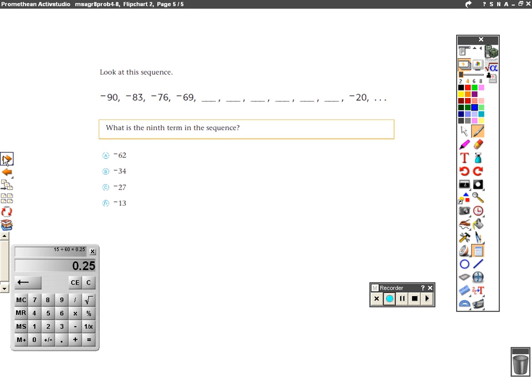Okay, look at the sequence below. What is the 9th term in this sequence? Okay, when it asks me a 9th term, I like to number so I don't lose track. So this is the 1st term, the 2nd, the 3rd, the 4th, the 5th, the 6th, the 7th, the 8th, the 9th. See, they actually gave me an extra line. So it was a good thing that I numbered and kept track of where I'm going.